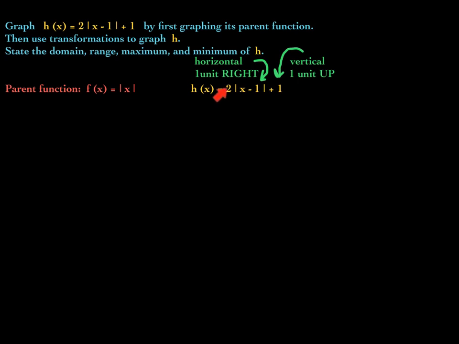Had this number been a fraction, something less than 1, then it would be a vertical shrink, okay? But it's a vertical stretch here because it's more than 1. Now we say it's a vertical stretch by a factor of 2. So the way you're going to apply that vertical stretch is by taking all of your y values and doubling them. I'll show you how to do this.